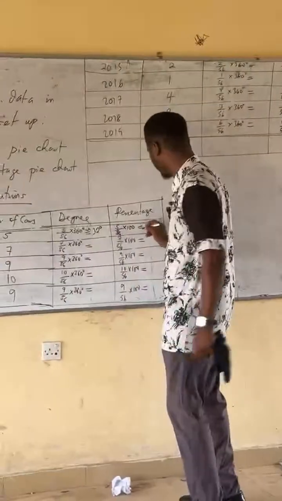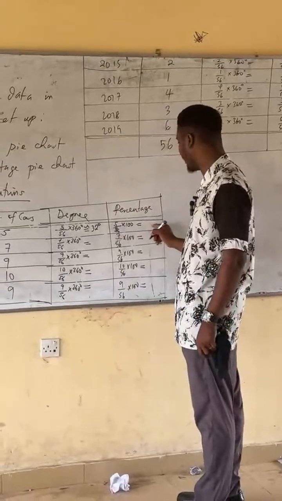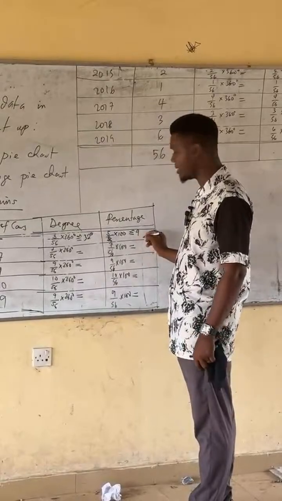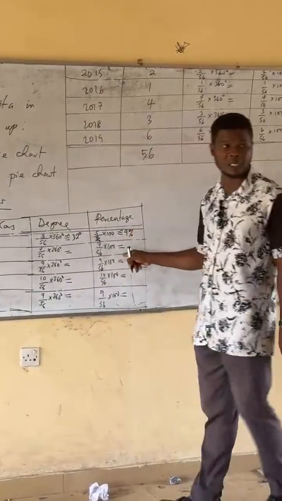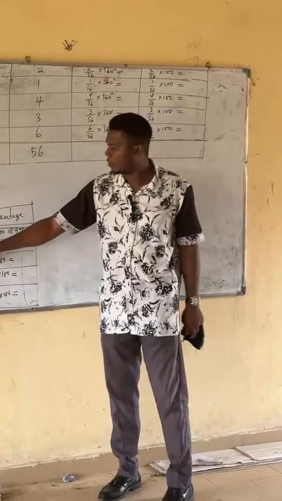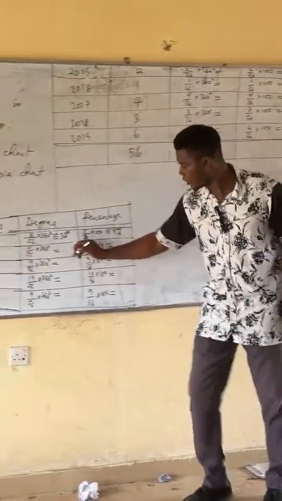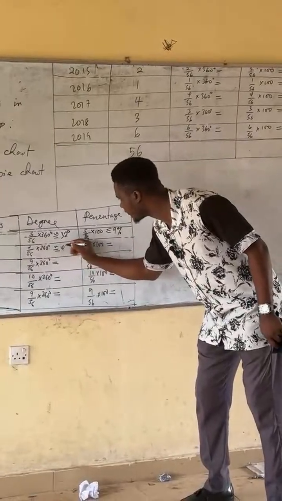8.9. That is approximately 9. So that's 9 what? Percent. Is it clear? Now, this is what? Approximately, okay, so approximately 45 degrees.